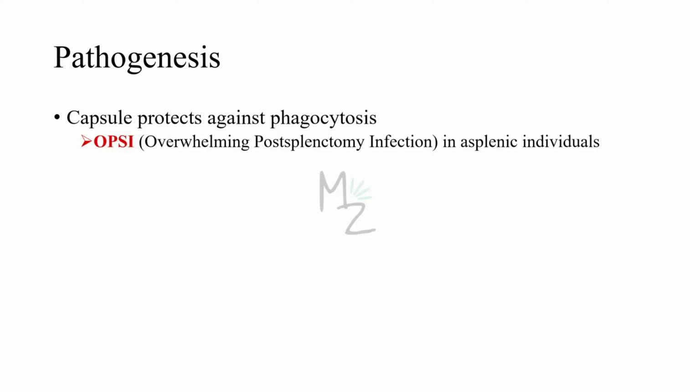Capsule protects the bacteria against phagocytosis. When the bacteria is protected against phagocytosis, infections like OPSI, overwhelming post-splenectomy infection, can occur in asplenic patients. I've written asplenic individuals. Let's talk about it.